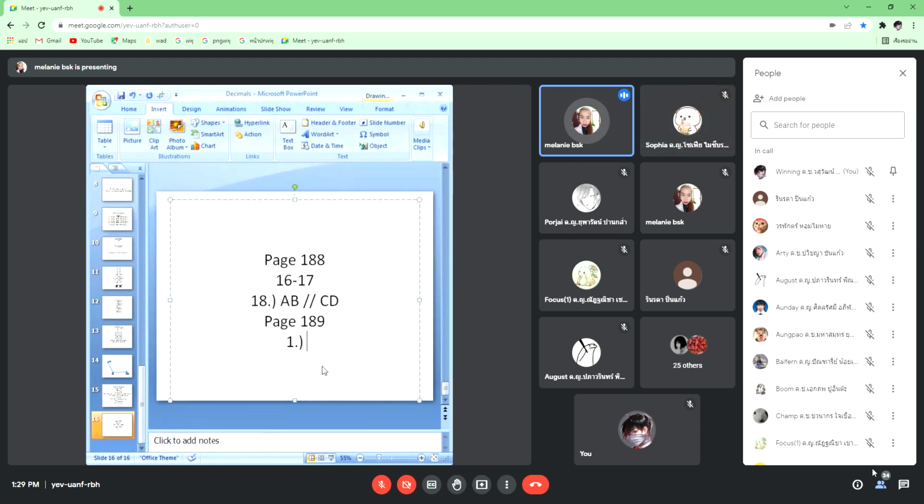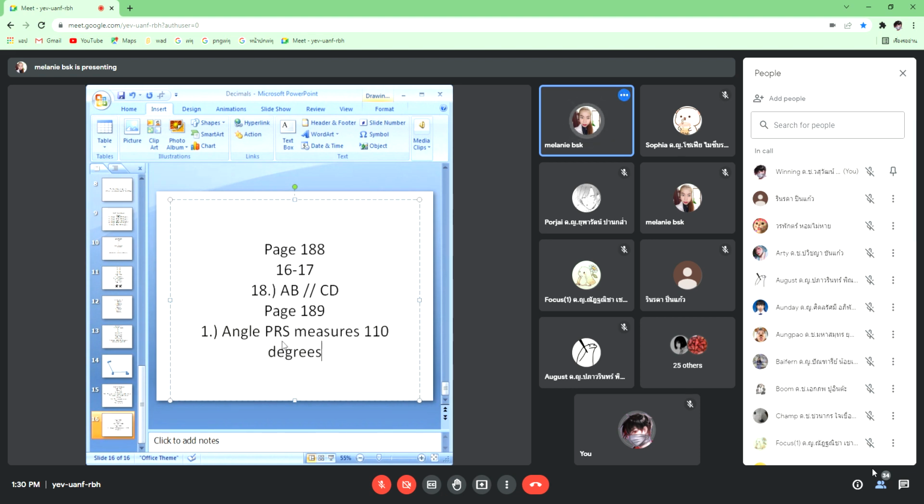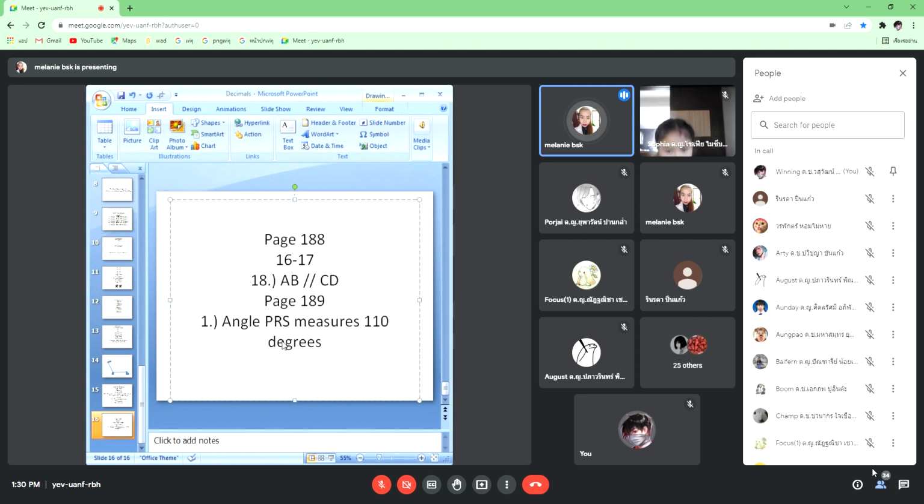For number one, we have here angle PRS. Okay, so it measures 110 degrees. I will just go into right angle in here, so that it would be easier for me. So we have here angle PRS measures 110 degrees. Okay, I will just write it in words, but if you want to write it in symbol, you can do it, okay? So it is an obtuse angle.